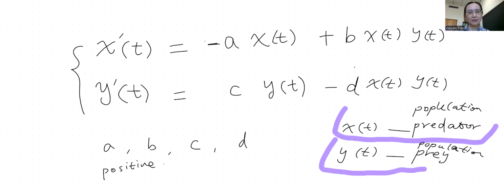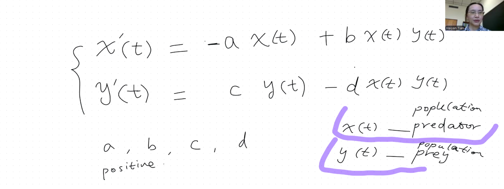For this system of equations, we call it a system because we have more than one equation. It is a system of differential equations, since each equation involves a derivative. You see, derivative of x, derivative of y. So we have two equations.